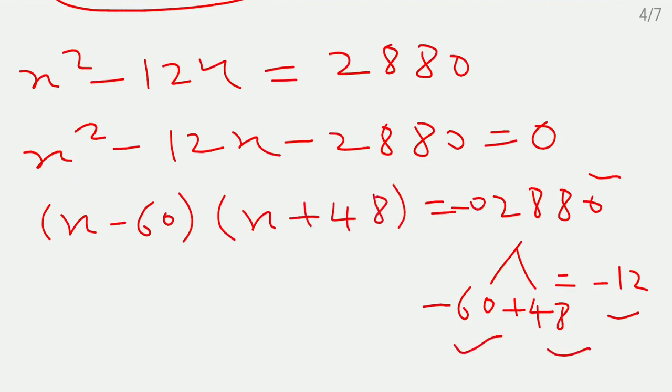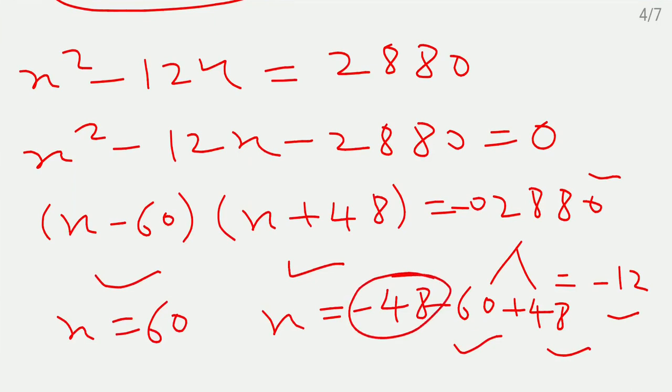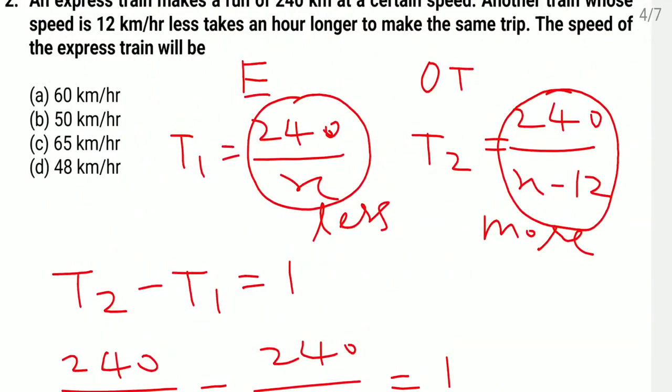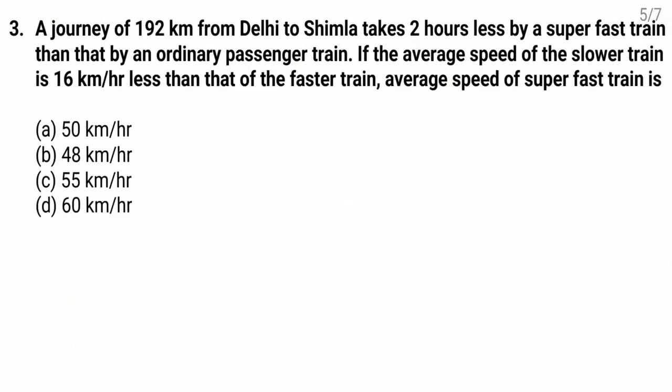See, looking at this one, immediately you can write down the factors. So if I compare with 0, here I get x equal to what? 60. And here I get x equal to what? Minus 48. Speed will not be negative, so this is invalid. Which is the correct one then? 60 is the correct one. So speed of the express train is what? 60. Let us check the answer. See, once again we are getting option A as the correct one. 60 km per hour, speed of the express train. Right? Come to the next question.